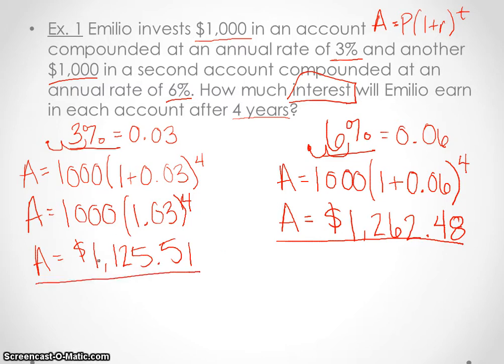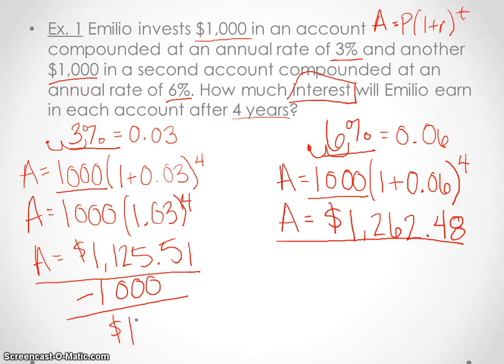So in this account, we then have $1,125.51. Over here, we have $1,262.48. But we have to account for the fact that 1,000 of that was his original money. So that's not interest. That was our principal. That's what we put in there to begin with. So we take that out of the figurings here. We're going to leave it in the account, but we just want to figure out how much extra money he's earned. He already had 1,000 in there, so to find the extra money, you would subtract the two.